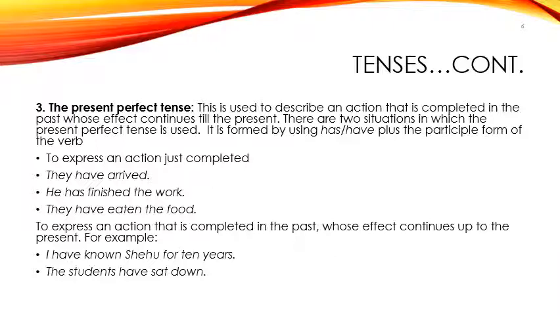Remember what the past participle is, as we have taken in the past? It is ed2. Present perfect tense is used in two situations, as we can see. The first one is to express an action just completed. Examples: they have arrived.